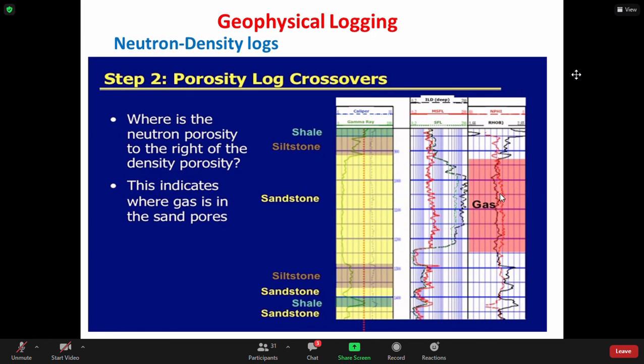Do you get it now? When there is a decrease in the neutron porosity, that is, it moves from high to low, that is where the crossover point comes into place. That is now the gas effect, which is probably because of the gas that we have there.